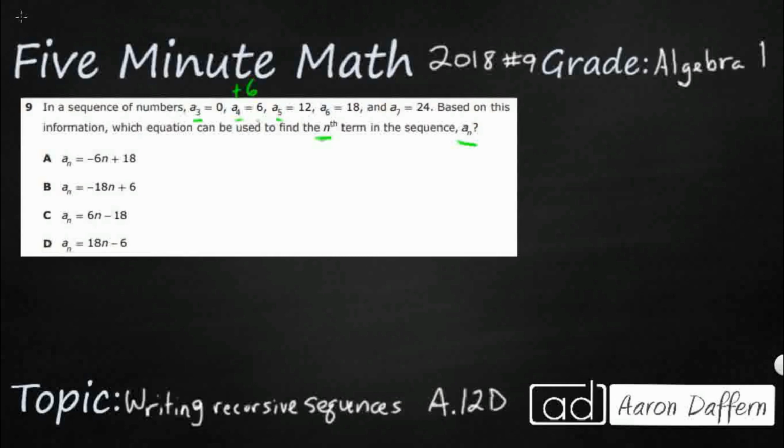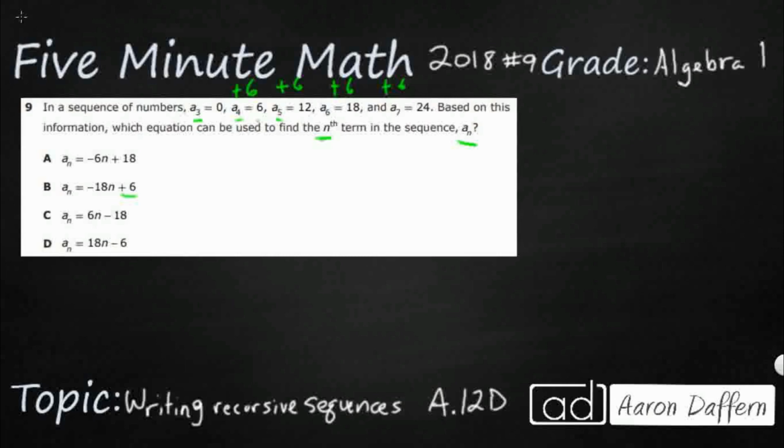0 plus 6 makes 6, 6 plus 6 makes 12, 12 plus 6 makes 18, 18 plus 6 makes 24. And we're looking at a plus 6, we look at B, and we're like, okay, maybe that works. But you know what? It doesn't quite work. It's not that easy, right?